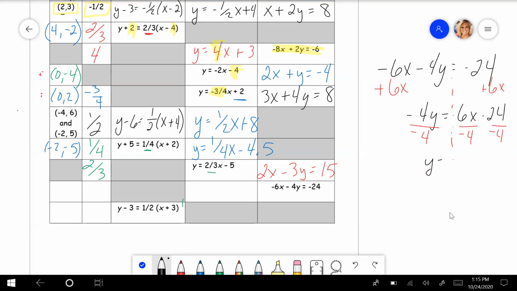And I get y equals. Now, be careful here. 6 divided by -4. Reduce it, please. So you get -3 over 2x. Negative 24 divided by negative 4 is positive 6. So y equals negative 3/2 x plus 6. Now it wants us to say what is the slope and what is the y-intercept. The slope, or a point, I guess I should say a point. The slope is negative 3/2. The y-intercept, which will be the point I'm going to use, is 0, 6.